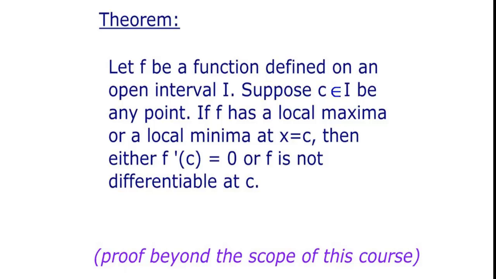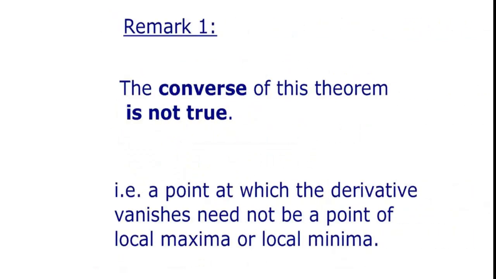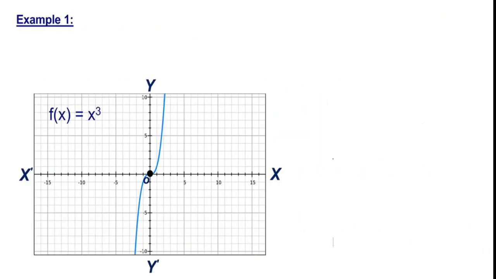Now, as I said earlier, this theorem is only a necessary condition for the point x equal to c to be a point of local maxima or a local minima. However, the converse of this theorem is not true. Therefore, we have the following remark: a point at which the derivative vanishes need not be a point of local maxima or local minima. We will understand the same with the help of this example.